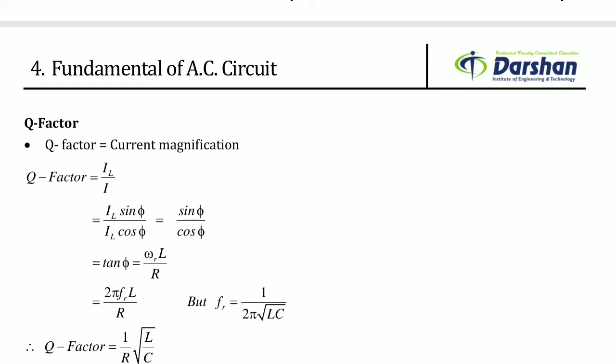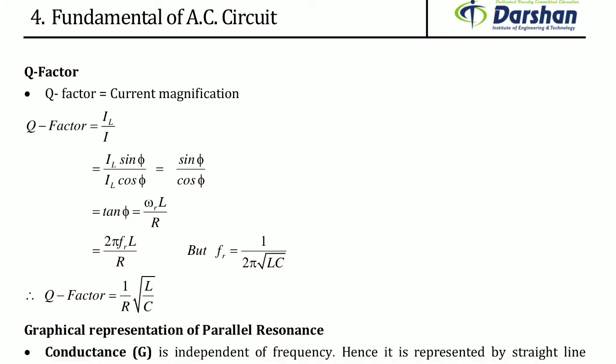So here IL by I can be written in this way: IL sin phi by IL cos phi, that is nothing but sin phi by cos phi. Here we get tan phi. Tan phi is nothing but omega r L by R. So omega is nothing but 2 pi f. Substituting this 2 pi f for omega r, we get 2 pi fr L by R.